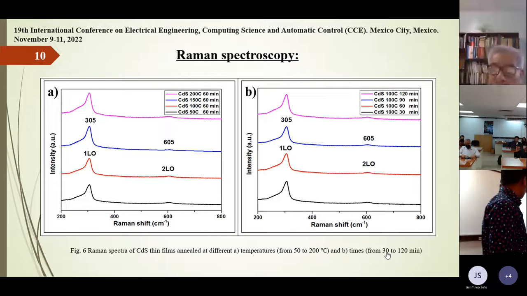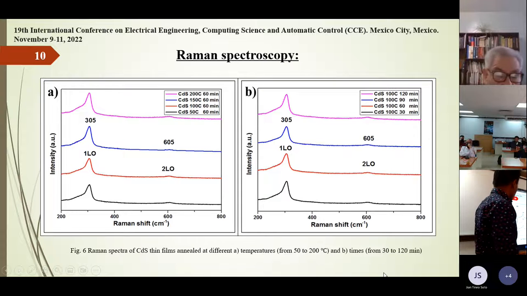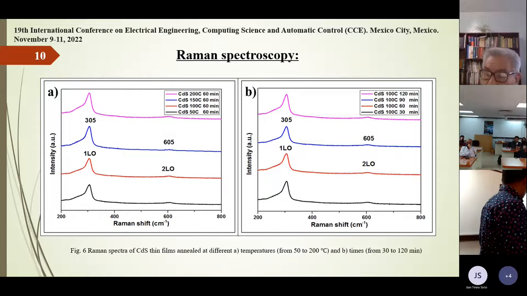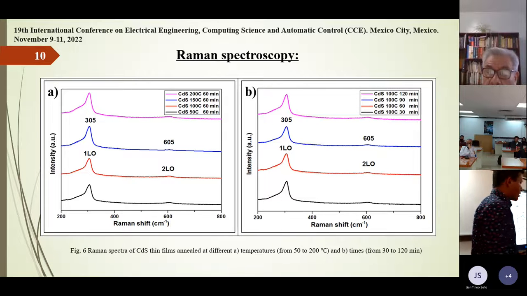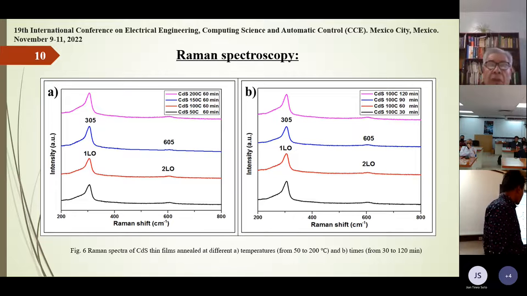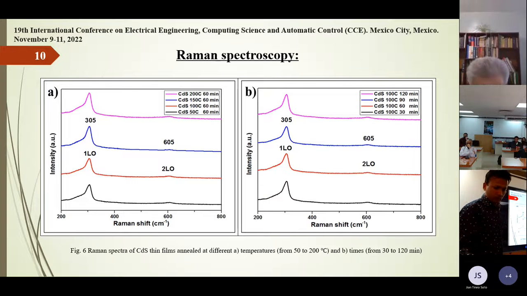From Raman spectroscopy, we found a similar pattern for the first order, 1LO at 305 per centimeter, and 2LO at 605 per centimeter. These also resemble the hexagonal structure. After annealing, as you can see, the intensity of all samples is almost similar.